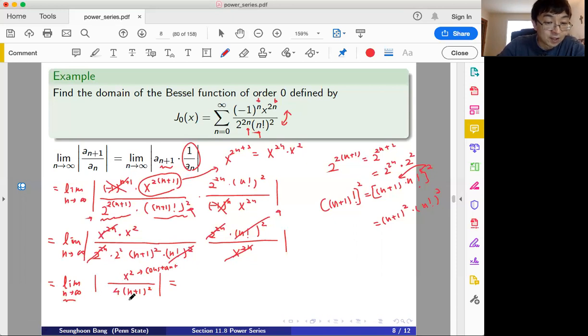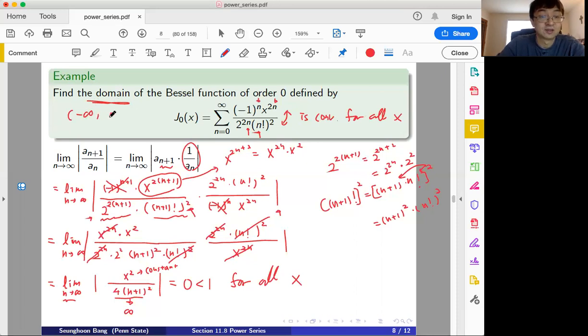As n approaches infinity, what about the bottom one? The bottom one approaches positive infinity. What is a constant over infinity? Yes, always 0, which is less than 1 for all x. So what does it mean? The series is convergent for all x values. What's the domain? The domain is all real numbers.